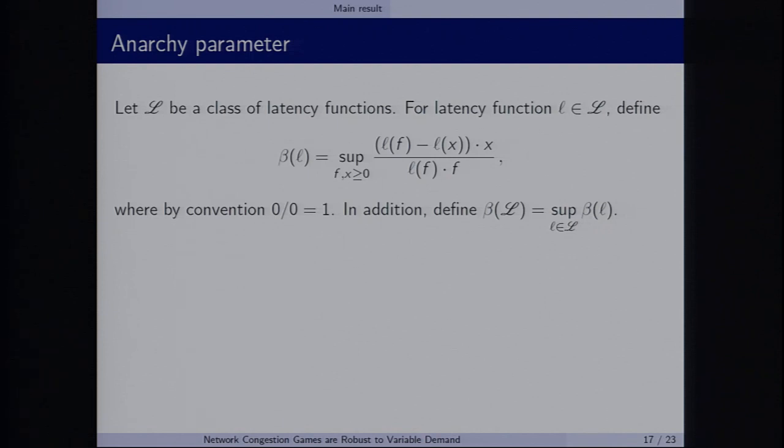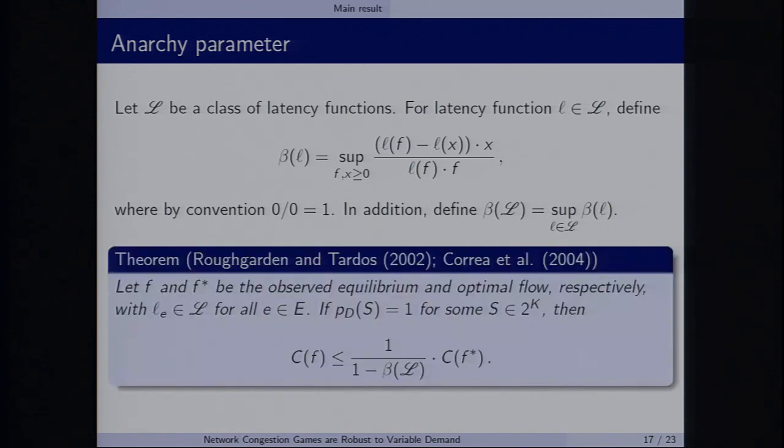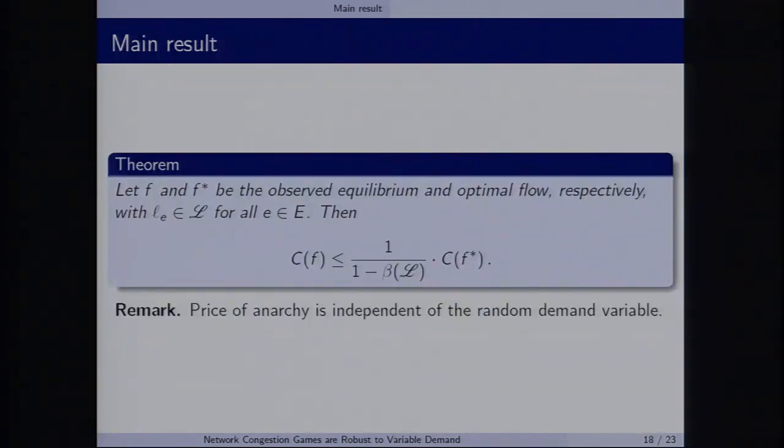So this was first defined by Tim Roughgarden and Éva Tardos's paper, and later a nicer proof was given by José Correa. But what they showed is that this anarchy parameter exactly characterizes the price of anarchy if demand is fixed. So if we put probability 1 on some subset of users. So now the question is, what happens if demand is random? In fact, nothing changes at all. The same theorem holds true for this random game as well.